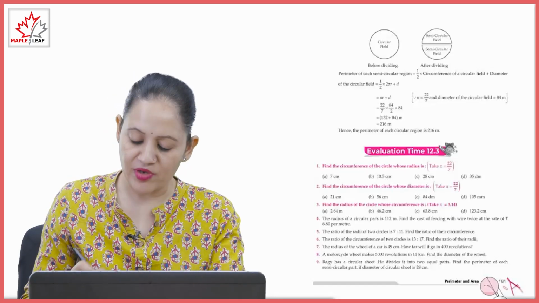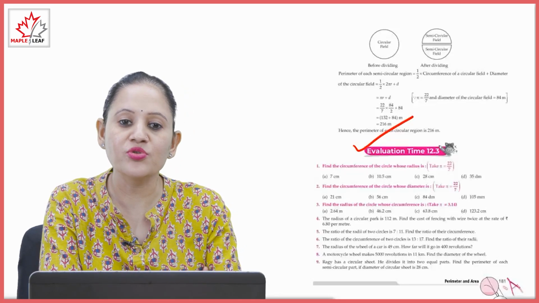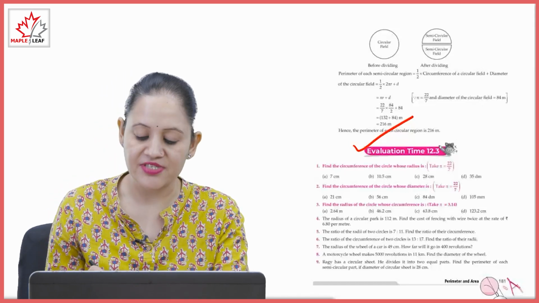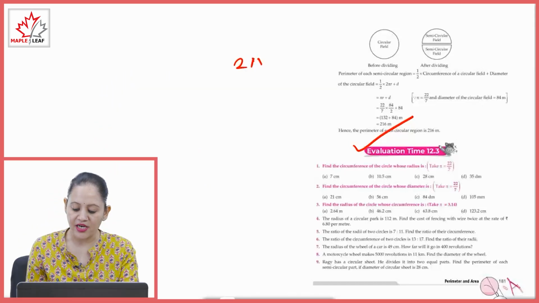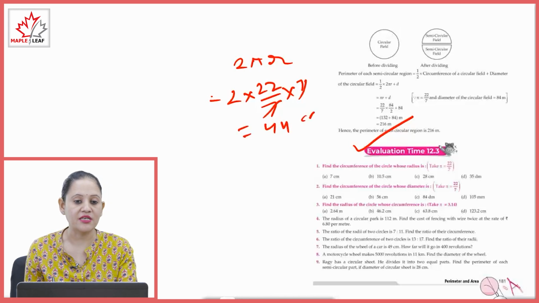Next is Exercise Time 12.3. Find the circumference of the circle whose radius, here we will take pi as 22/7, radius is 7 centimeter. So 2 pi r, circumference 2, pi we will take as 22/7 and that is 7. So that is 44 centimeter.